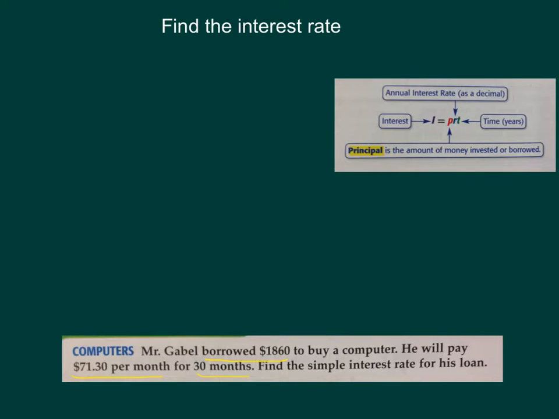Let's take a look here and see how I would solve this word problem. It says Mr. Gable borrowed $1,860 to buy a computer. He will pay $71.30 per month for 30 months. And I'm looking to find the simple interest rate for the loan.